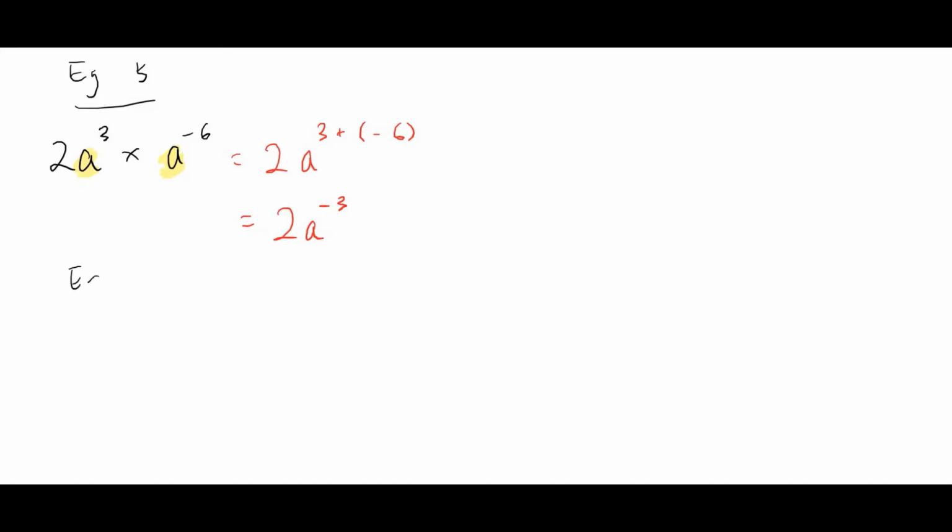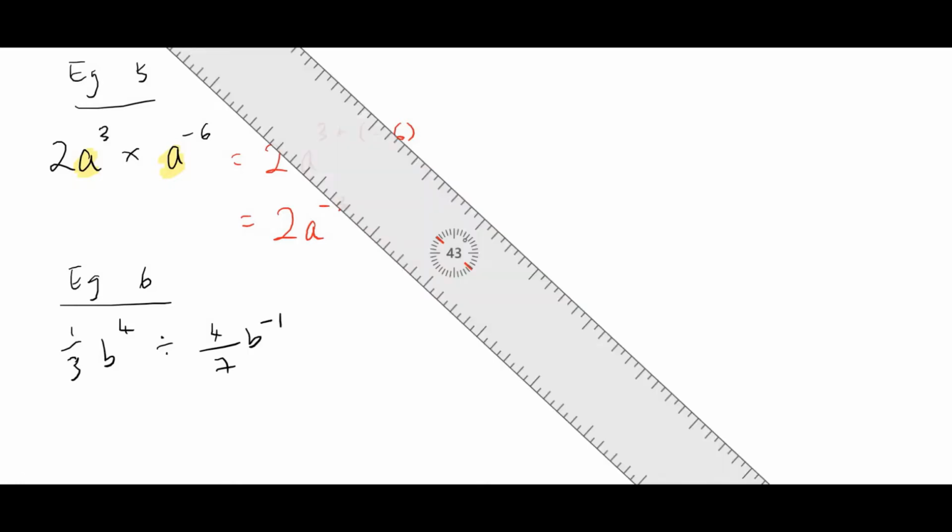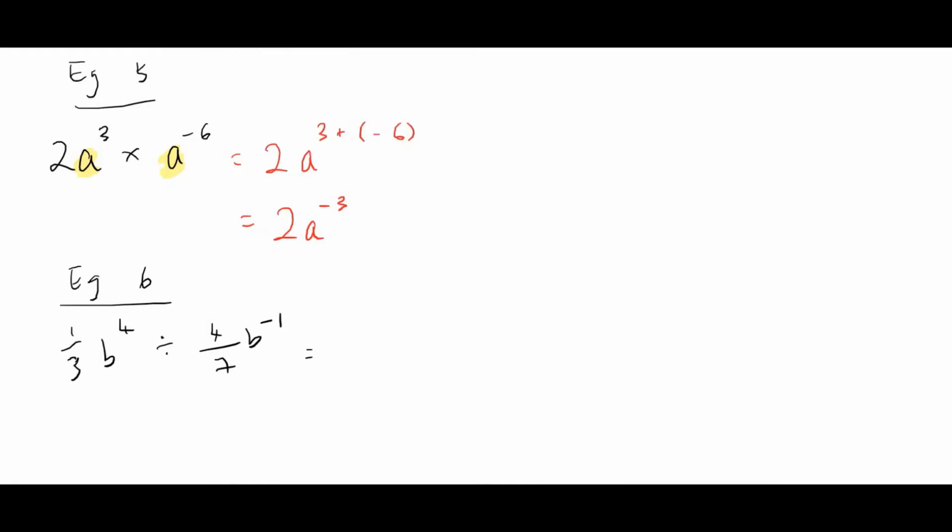And last but not least, we have example 6. For example 6, we have 1/3 b power 4 divided by 4/7 b power -1. Sorry for the ruler that appears all of a sudden.